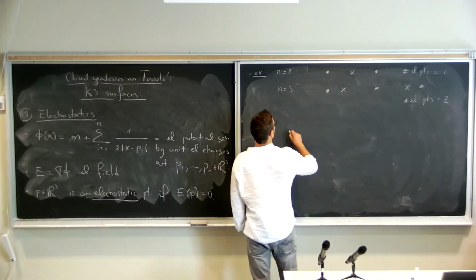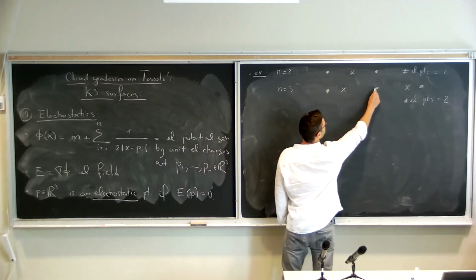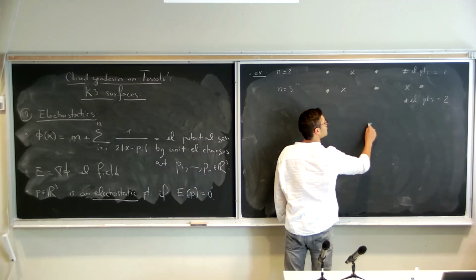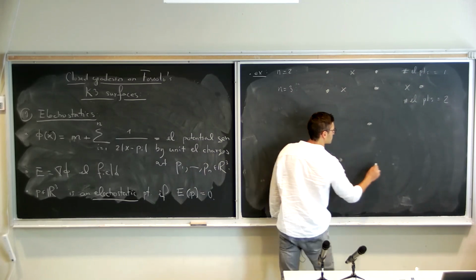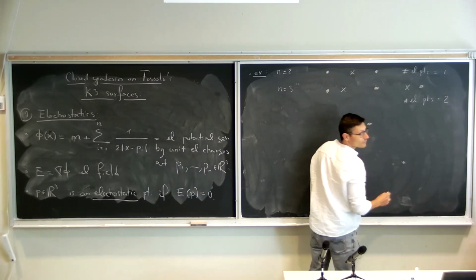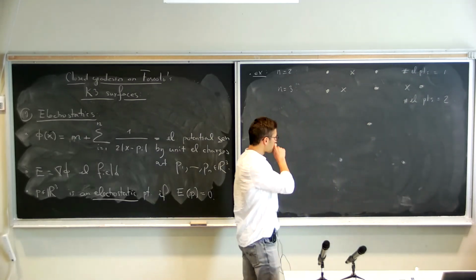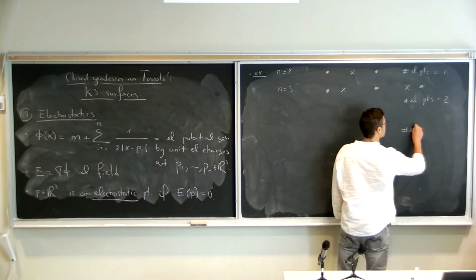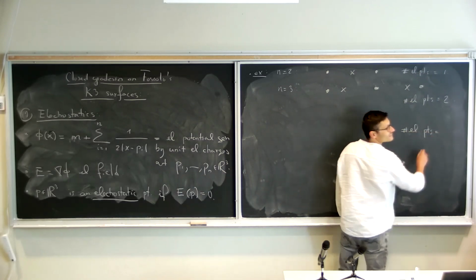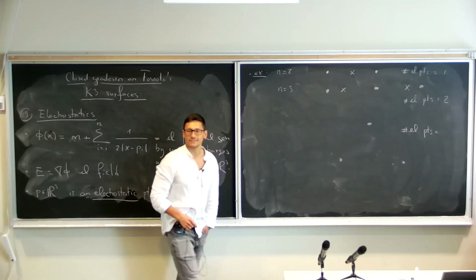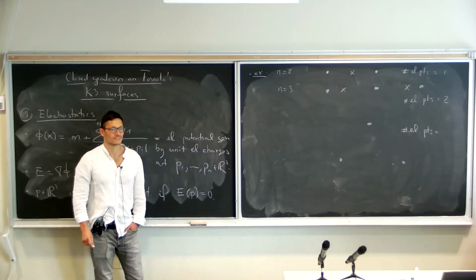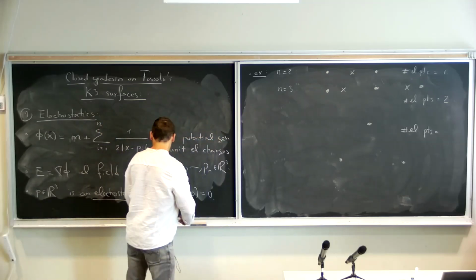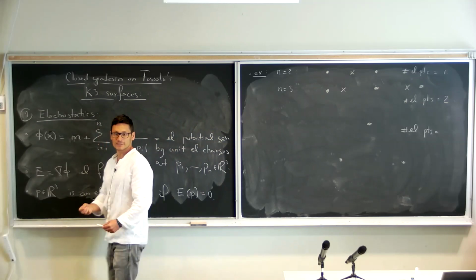And now let's suppose that instead of arranging the 3 points in a line, I put them at the vertices of an equilateral triangle. Like that. So now, how many electrostatic points are there? Does anyone want to guess? How many are there if I put them like that? No, they are isolated, yeah.